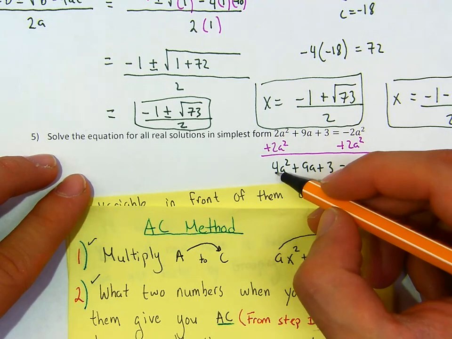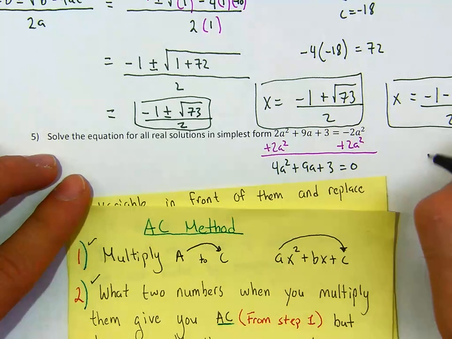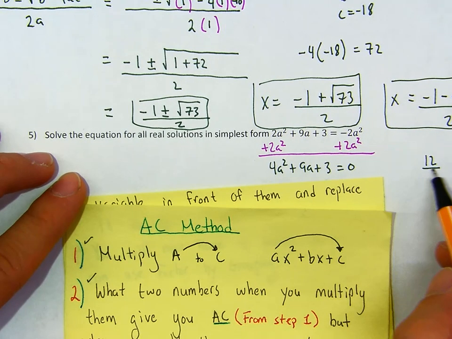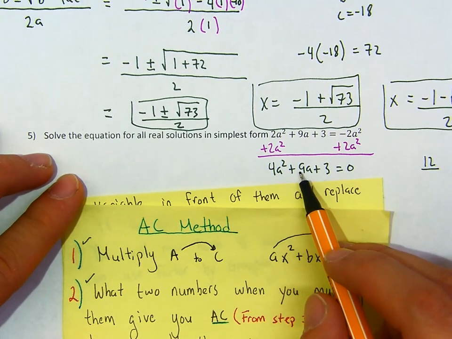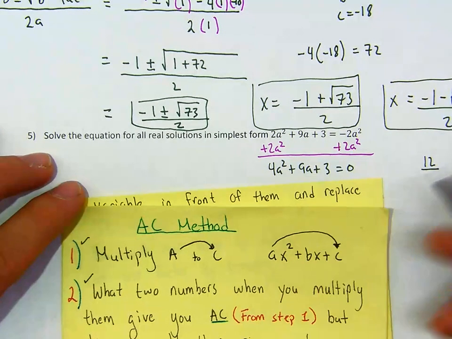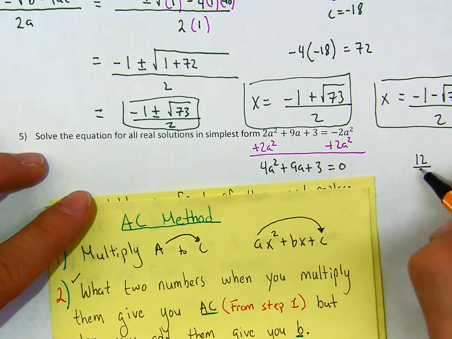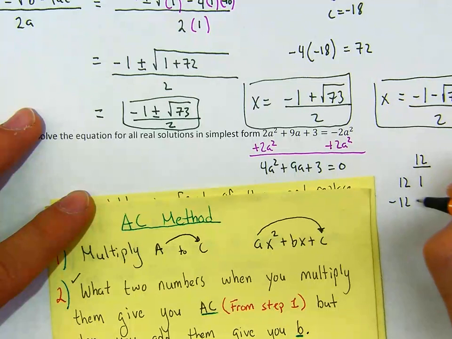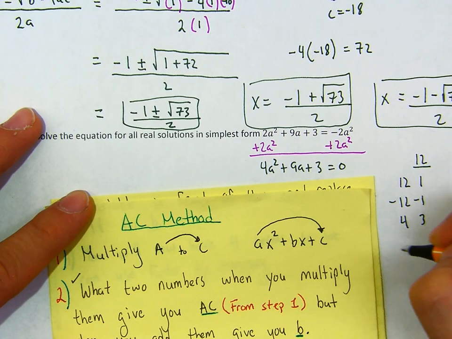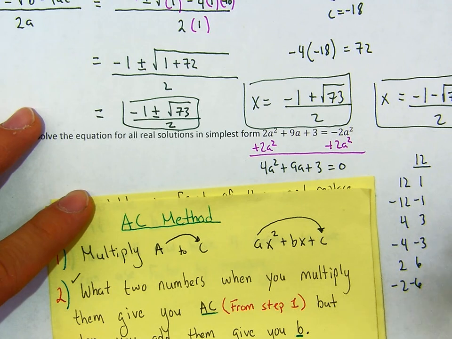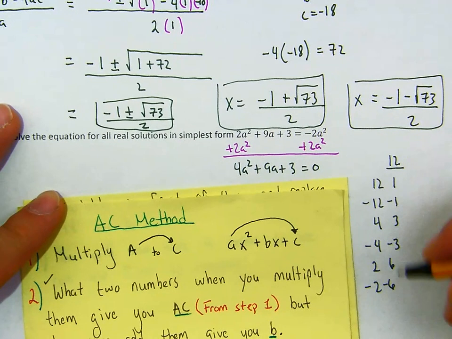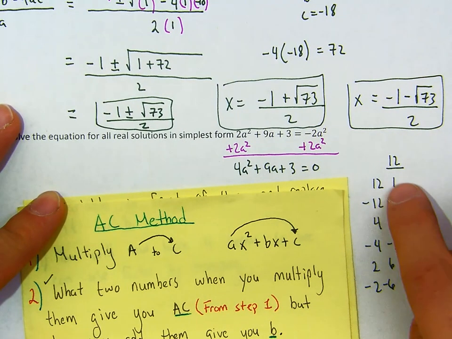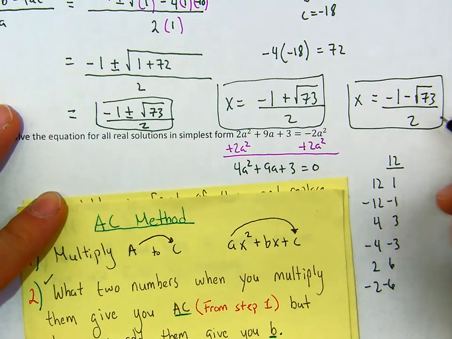What's the first move? 4 times 3 is what? 12. And then you say, what two numbers when you multiply give you 12, but when you add give you 9? Well, let's go through all the scenarios. How do you get 12 with multiplication? You use 12 and 1, negative 12, negative 1, 4 and 3, negative 4, negative 3, 2 and 6, negative 2, and negative 6. Is there any other combination? No. We want the combination that, when you add them, gives you positive 9.